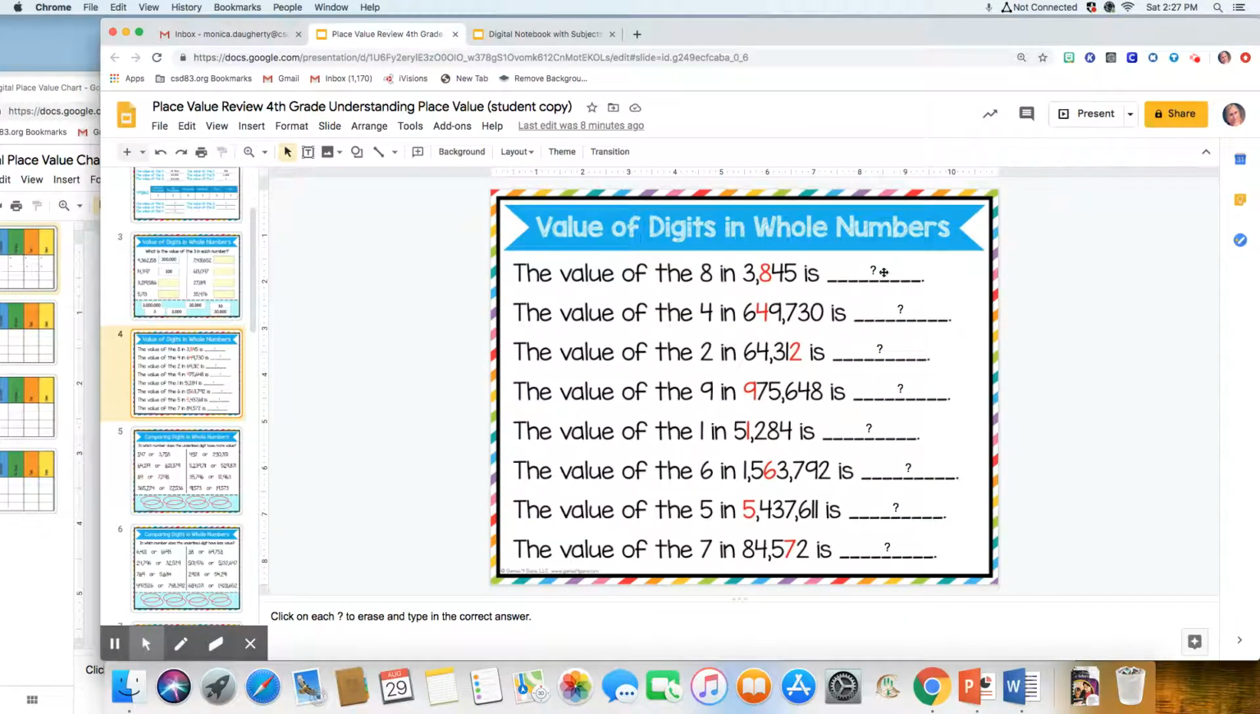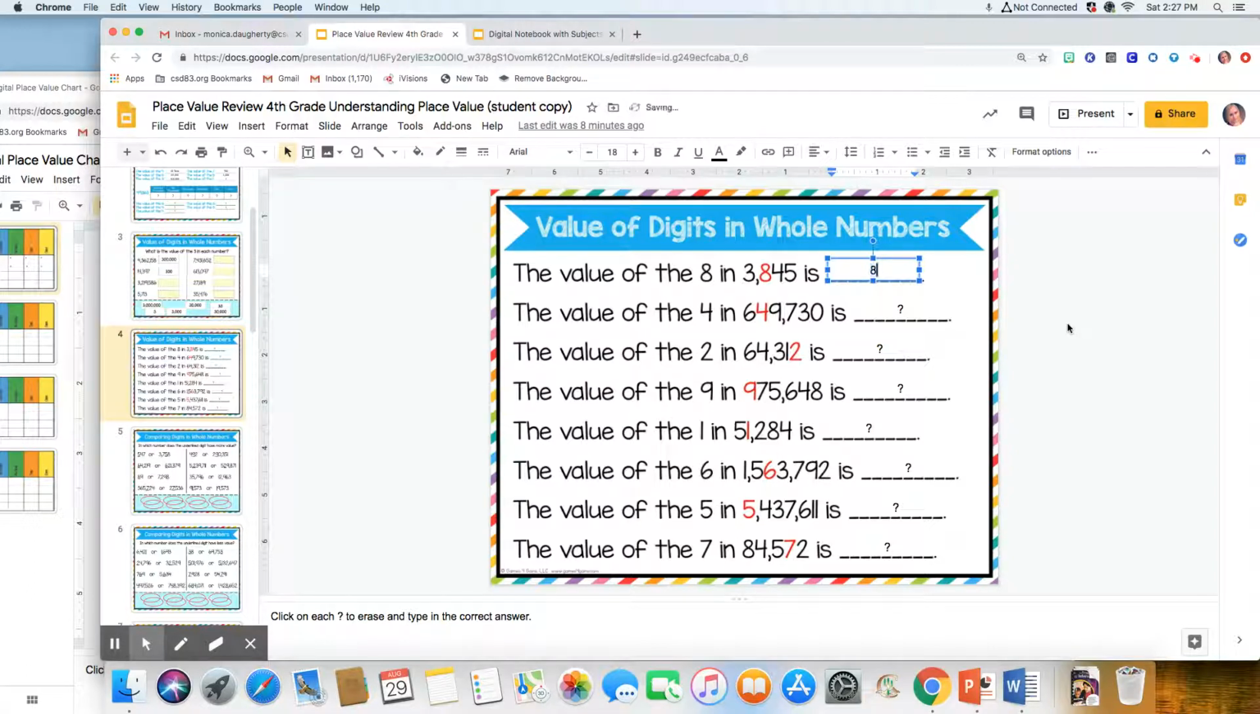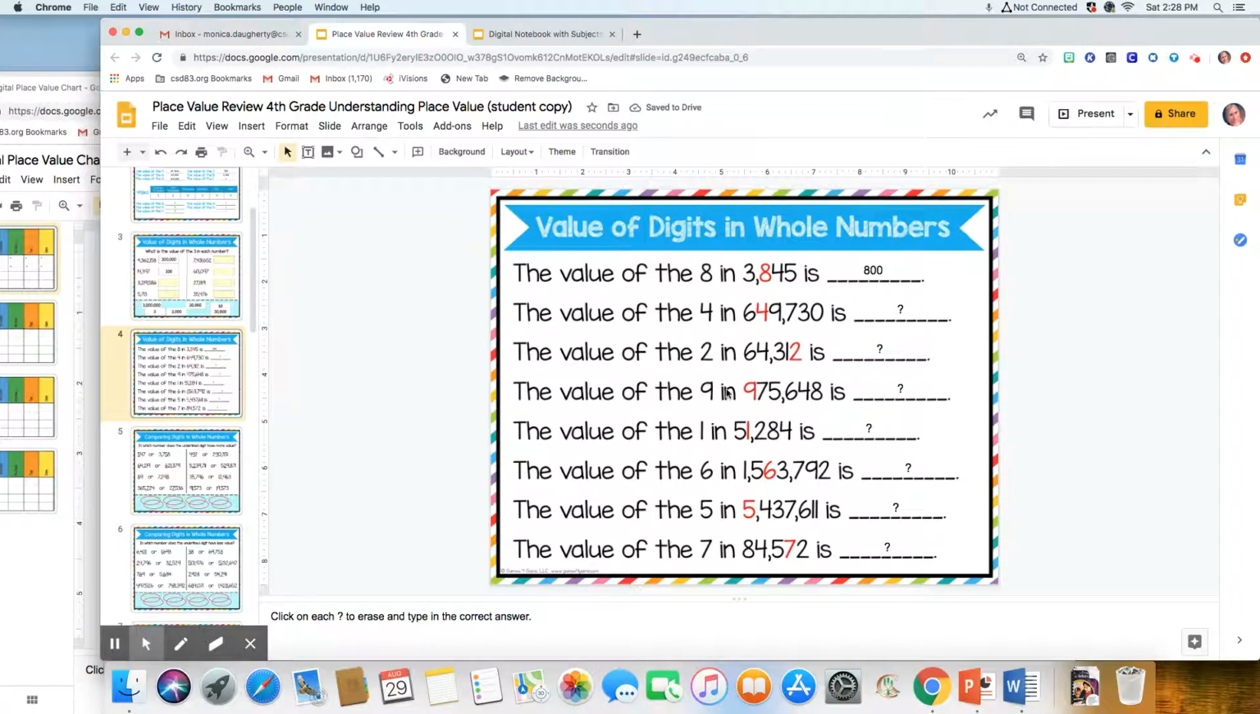So I'm going to come here. I'm going to double click on the question mark, make sure it's highlighted so I know I can type. And I'm going to write that the value of the 8 in 3,845 is 800. Okay, let's do one more. Actually, we'll do 2 more together.